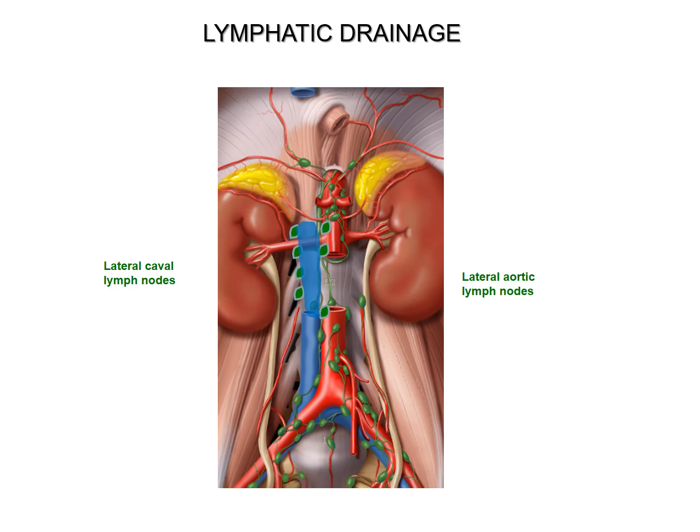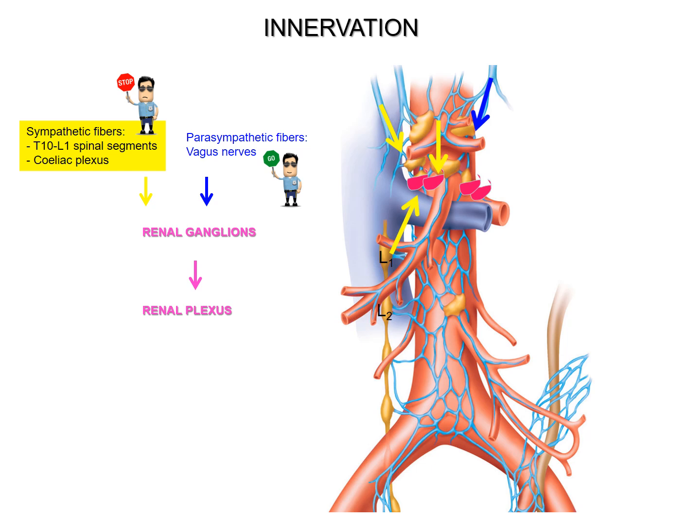The lymphatics from the kidneys drain into the lateral caval and aortic lymph nodes at the level of origin of the renal arteries. Each kidney is supplied by the renal plexus of nerves which reach the kidney along the renal artery. The renal plexus consists of both sympathetic and parasympathetic fibers. The sympathetic fibers are derived from T10 to L1 spinal segments, and the parasympathetic fibers are derived from both vagus nerves.